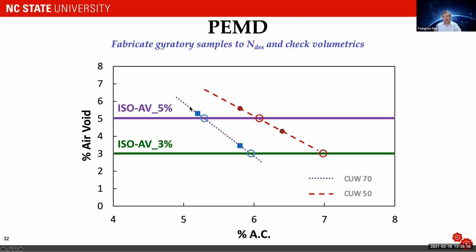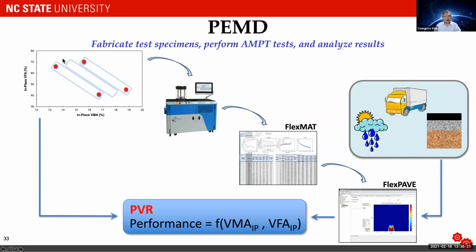And then because we are interested in 4% air void as the target mix design air void, we end up choosing these 4 points. So those 4 points become the 4 corners in PEMD. And because you know these 4 corners, now you can fabricate specimens, run the AMPT test, do FlexMat, go to FlexPave, and get the PBR and use this PBR for PEMD.